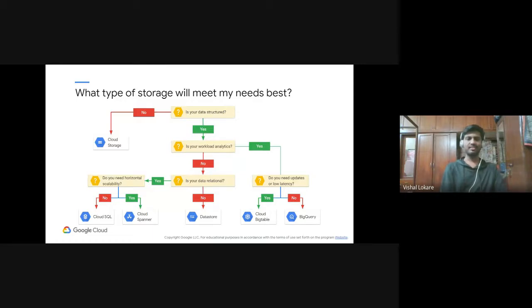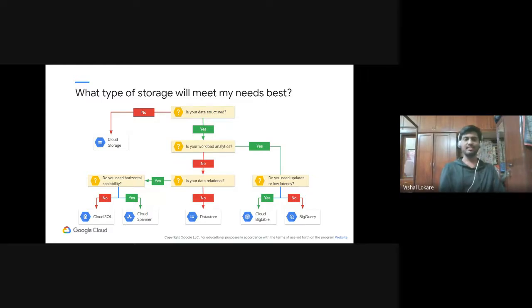And if it is structured, then inside that you have workload analytics. If it comes under that, there's one more parameter: do you need low latency, or are you just fine with normal latency? If yes, then you can go with Cloud Bigtable. If no, you have to go with BigQuery.